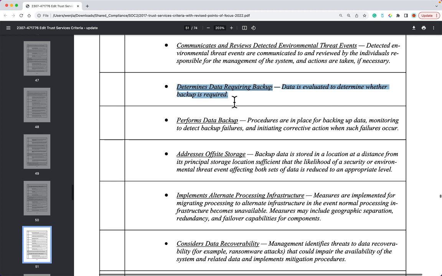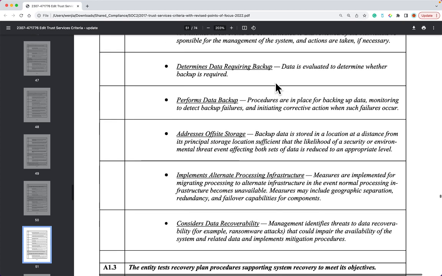determines data requiring backup. Data is evaluated to determine whether backup is required. So availability, we talked about the traffic.